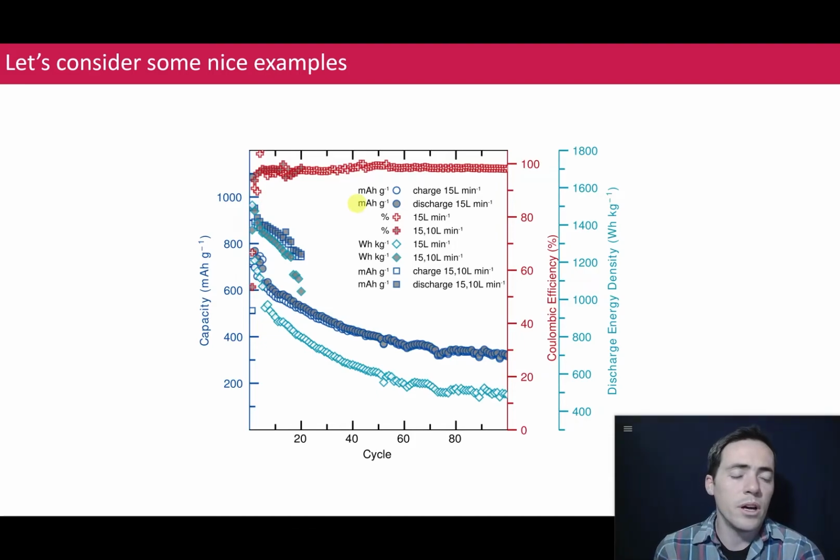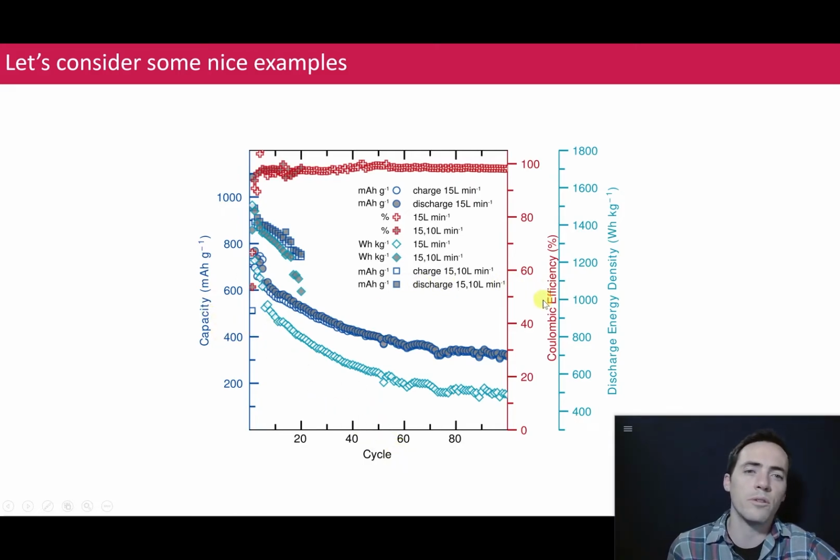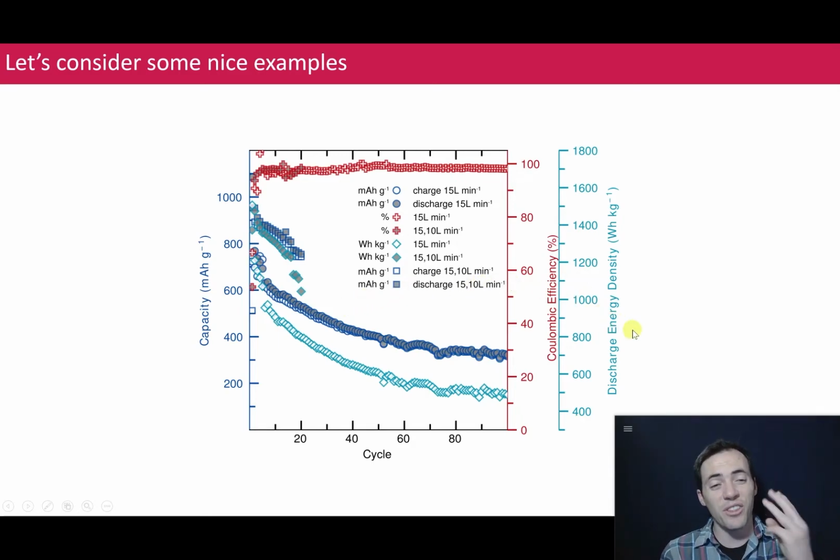Some fields have conventions of having really busy figures. In the battery field, it is fairly common to see busy figures like this, where you're showing the capacity of your battery plotted against cycle. But not just capacity, you also want to see Coulombic efficiency. And you also want to see energy density, right? So now you've got 3 different axes to deal with. It's possible to do. There's better and worse ways to do it.